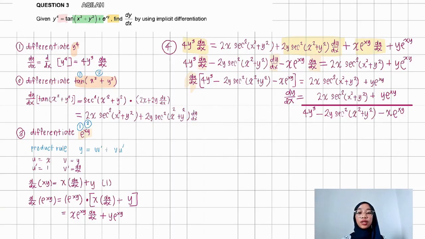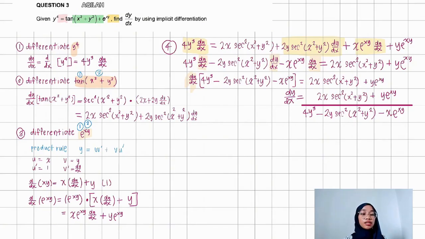For step 3, I differentiate e to the power of xy. For e to the power of xy, I use the chain rule. Since the derivative of e to the power of something is itself, that means e to the power of xy remains unchanged. Then I differentiate the exponent xy because it is a product. To differentiate xy, I use the product rule where u equals x and v equals y. The derivative of u is 1 and of v is dy over dx.